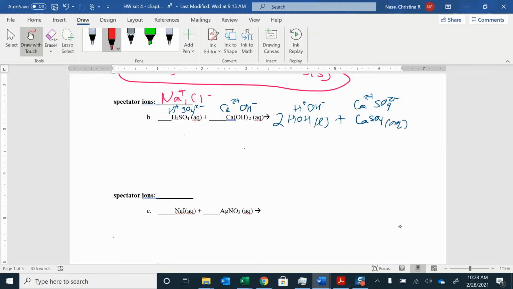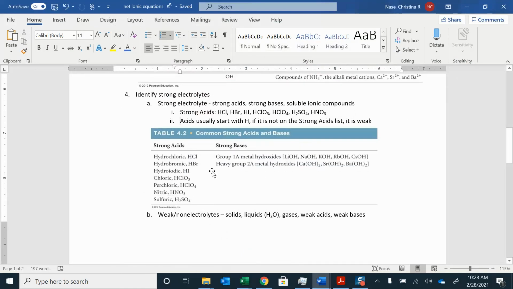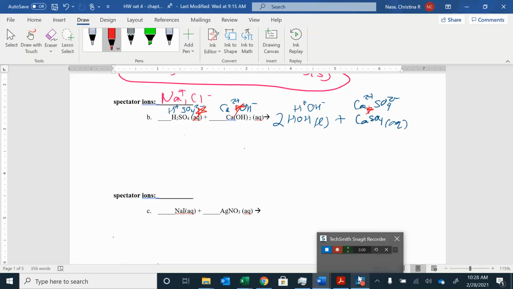So this is a strong acid. H2SO4 is a strong acid. It's on the strong acid list. Calcium hydroxide is also strong. Calcium hydroxide is actually a strong base. It's also a soluble ionic compound. It's a 2 for 1, so it's going to get a star. Liquid water, no star. It's not a strong electrolyte. And then calcium sulfate is a strong electrolyte.